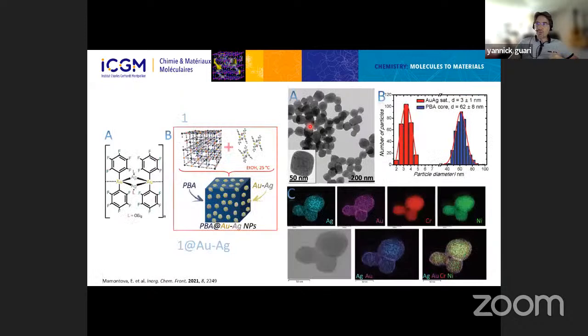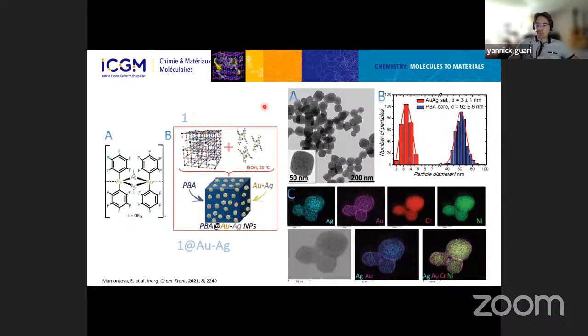We can also use these channels to introduce organometallic compounds such as this one here that will decompose to give gold-silver alloy nanoparticles. In this case, we're using a Prussian blue analog, which is made of nickel and chromium. And so you may visualize here on this transmission electron microscopy image one of these Prussian blue analog nanoparticles, and all the tiny dots that you can see here correspond to the gold-silver alloy nanoparticles.